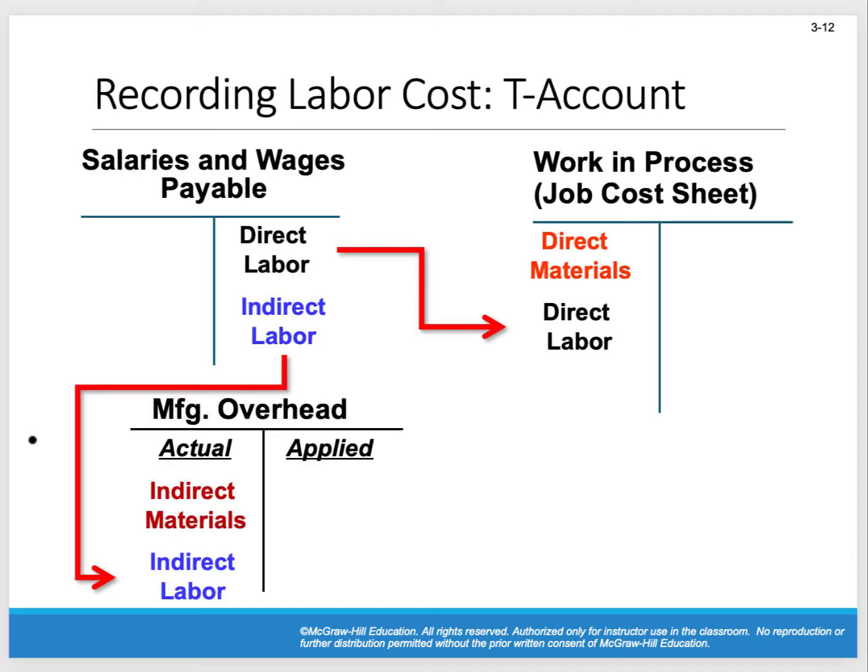So the next thing we need to look at is how do we record labor costs? Using a T account, very easy. This is identical to raw materials. All direct costs flow into WIP. All indirect costs flow into manufacturing overhead.